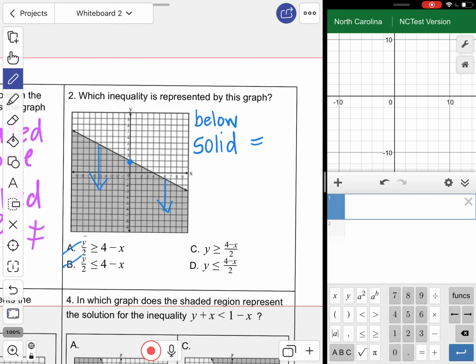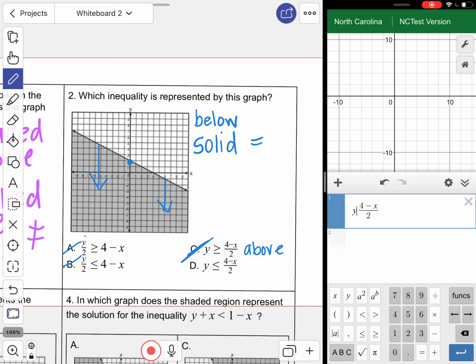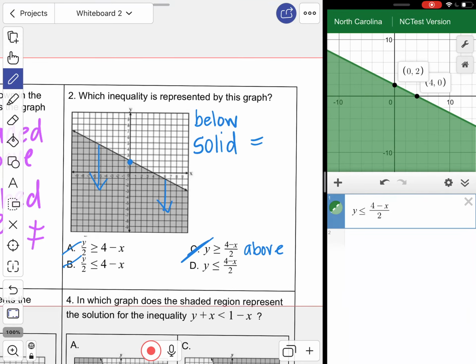So now let's check out C. And remember, if you hit the division before you type a fraction, it'll save you from having to do parentheses. So again, I have a solid line, but this time the shading is above, and I want a shading that's below. So if we've done this correctly, then the correct answer should be D. All right, and I can see that it is shaded below. I'm still going to check those x and y intercepts. I have a y-intercept at 2 and an x-intercept at 4. So the correct answer for that one is D.